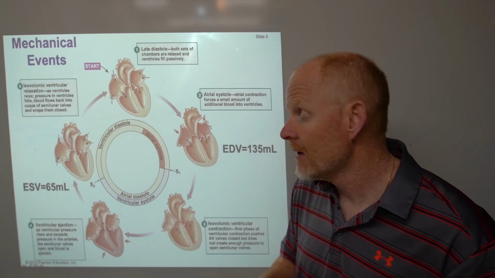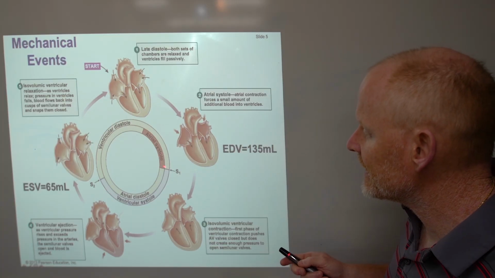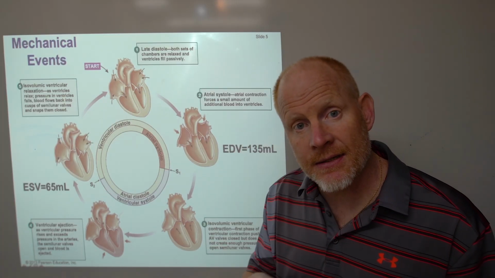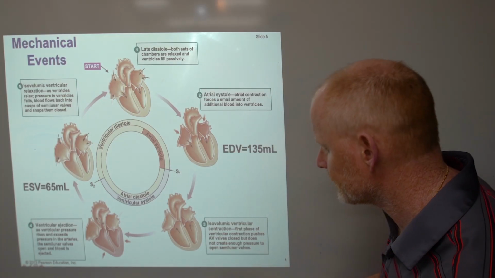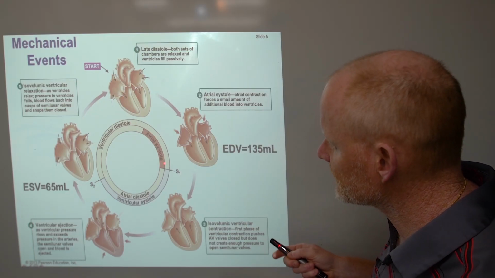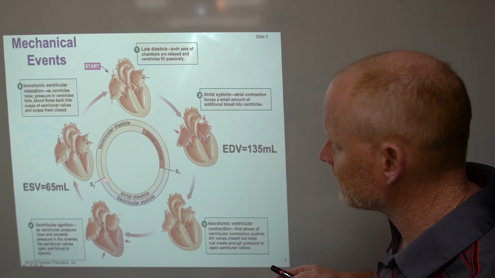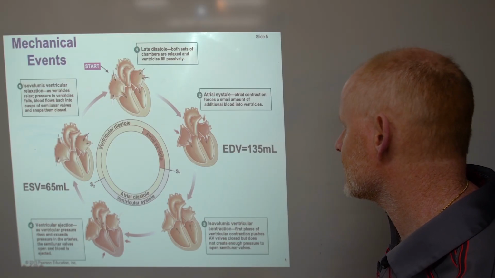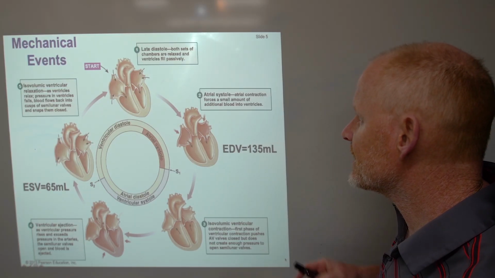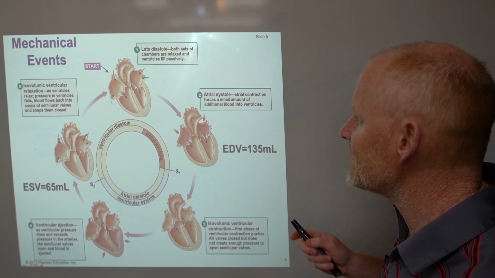Those are the heart sounds. Those heart sounds happen because of turbulence that happens underneath the valves. So the first heart sound happens here, and the second heart sound happens here. We'll talk about those in a second. But let's start up here in what's called late diastole.